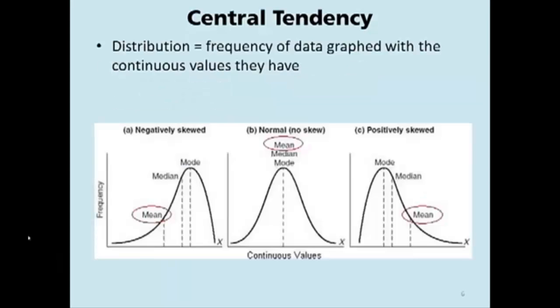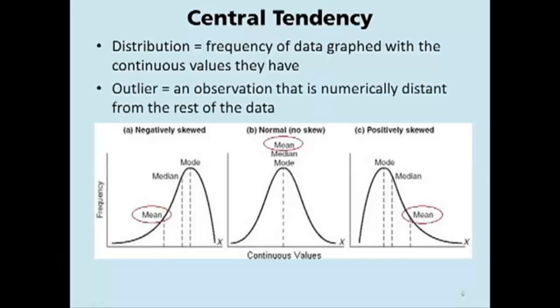In general, a data distribution is graphed with the frequency on one side and the actual values of the data, called the continuous values, on the bottom. For example, the continuous values at the bottom could represent weight. Now, how tall the graph is shows the total number of people or subjects who have that weight.